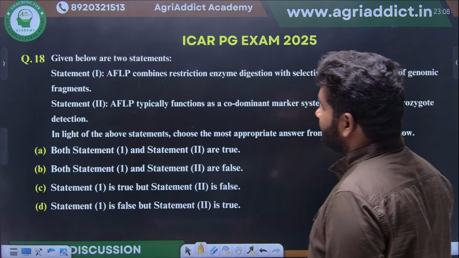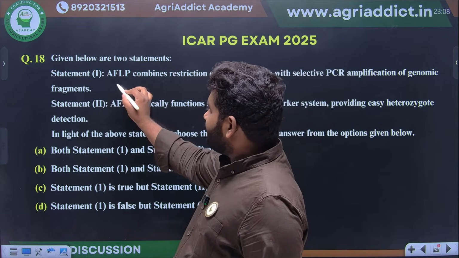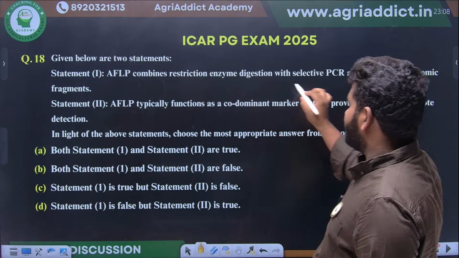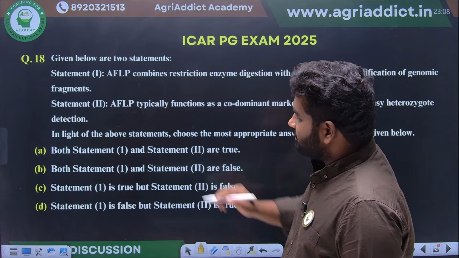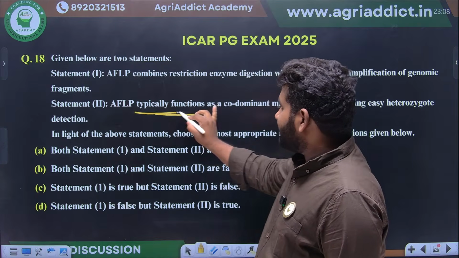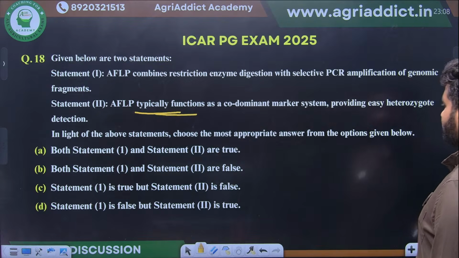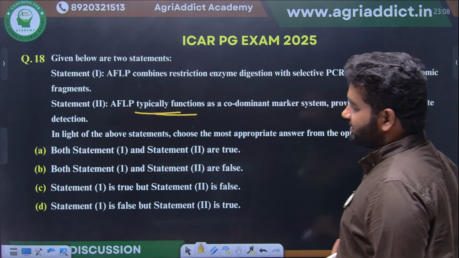So next question. AFLP combines restriction enzyme digestion with selective PCR amplification of the genomic fragments. The second statement: AFLP typically functions as a codominant marker system, providing easy heterozygote detection.